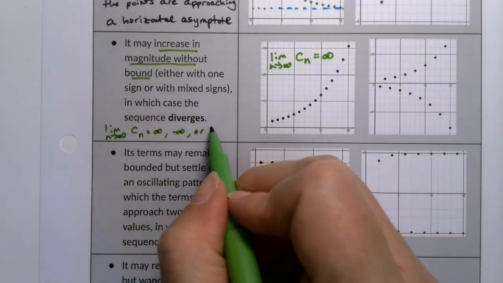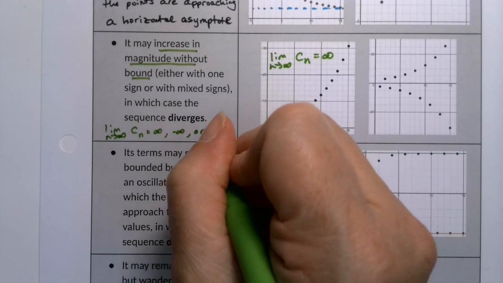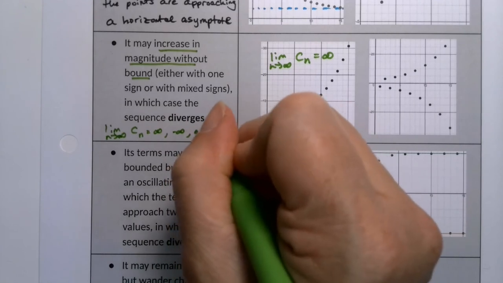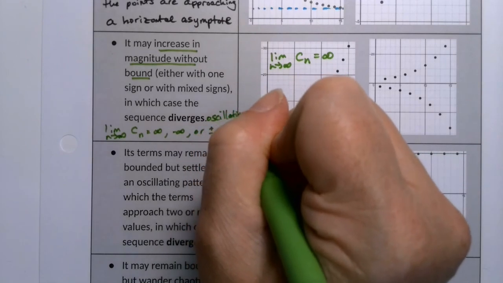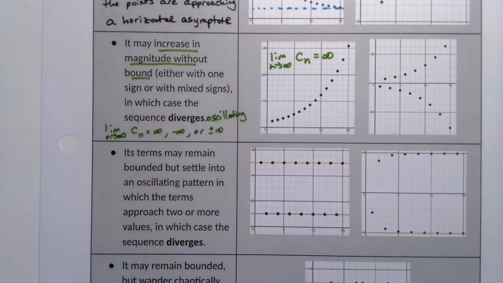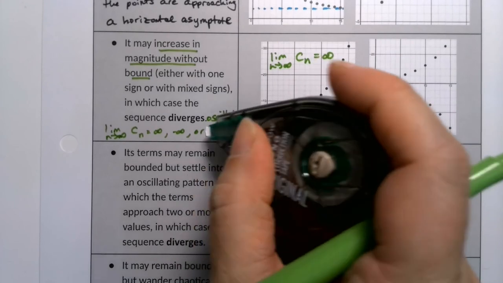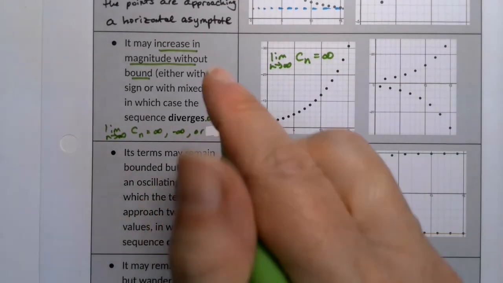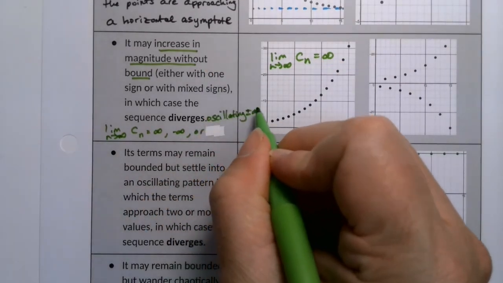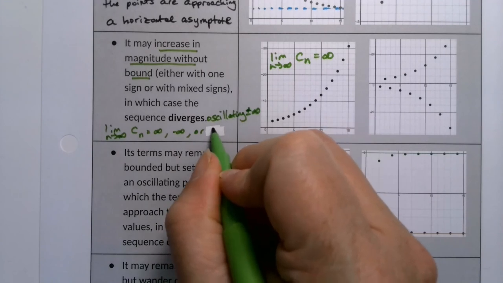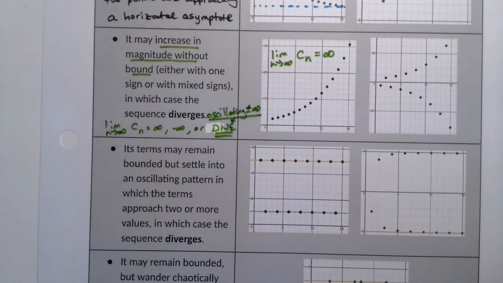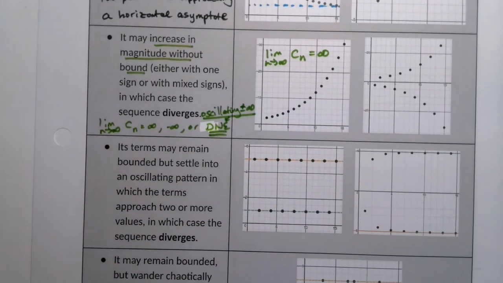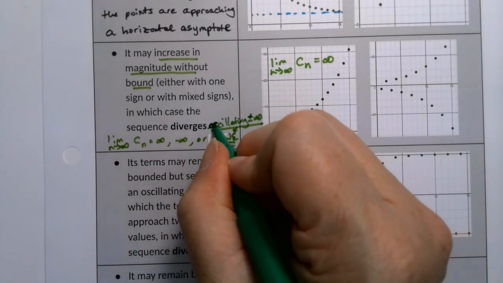You can have a mixed sign, which actually means it doesn't exist, oscillating, which is this one right here, right? So I guess I should just say does not exist. Let me just do it that way. But it's increasing without bound, so it's oscillating plus or minus infinity. Let's say it that way, which means it does not exist. All right, so that's this example over here. As a matter of fact, I'll make it a little bit darker so you can see.